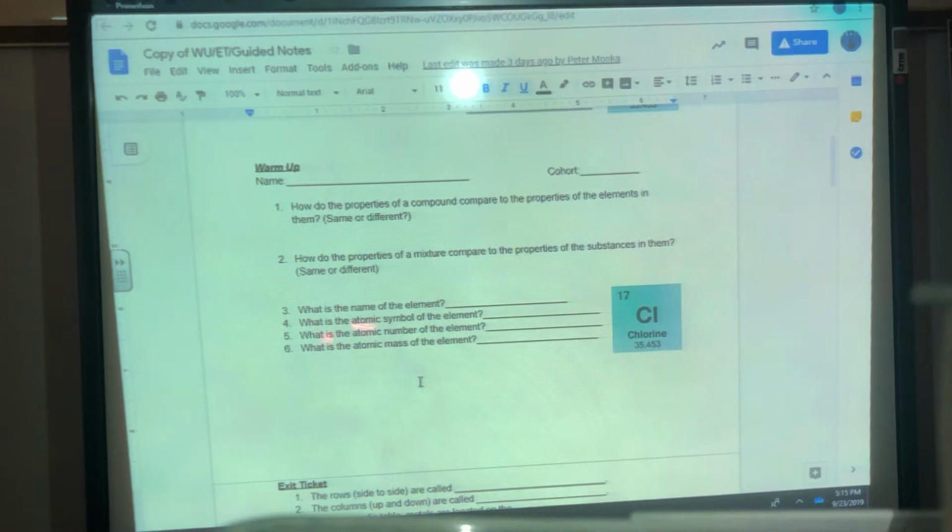Number three, what is the name of this element? If you look right over there, the name is chlorine. What is the atomic symbol for the element? Cl. You practiced this yesterday. You should be all right with this. What is the atomic number of this element? It's 17. What is the atomic mass of the element? Well, it's 35.453.